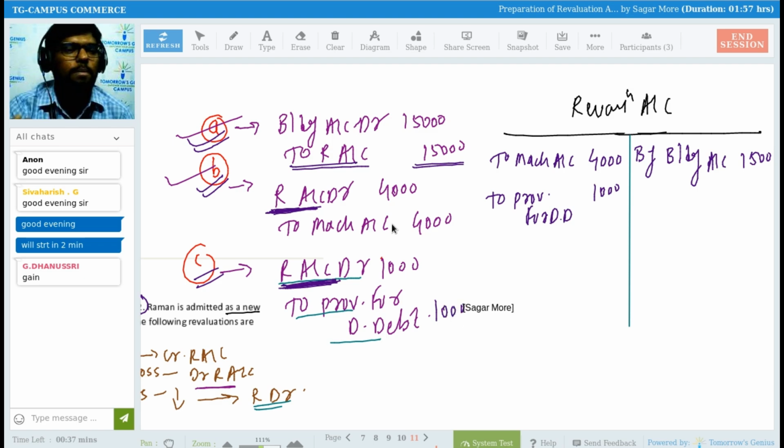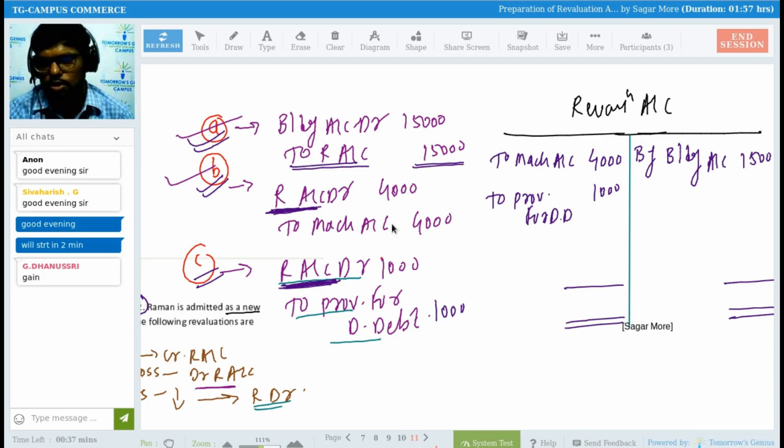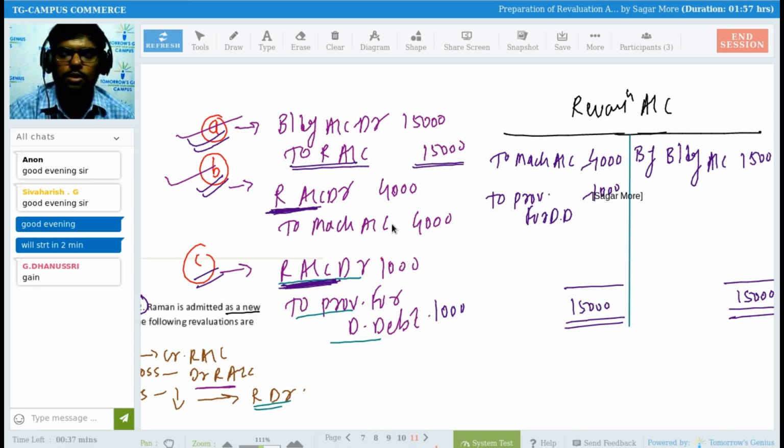Right? So after posting this, I need to close down this revaluation account. Which side total is more? Credit side. So 15,000 here, 15,000 minus this 5,000, 10,000 is the balance. So this 10,000 balance we have to distribute among old partners as per their old profit sharing ratio, that is in the ratio of 3:2.